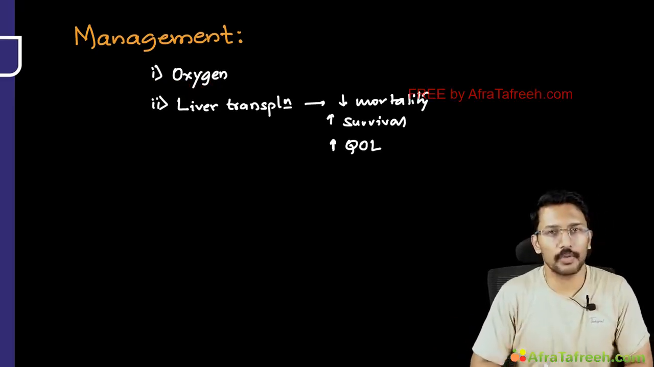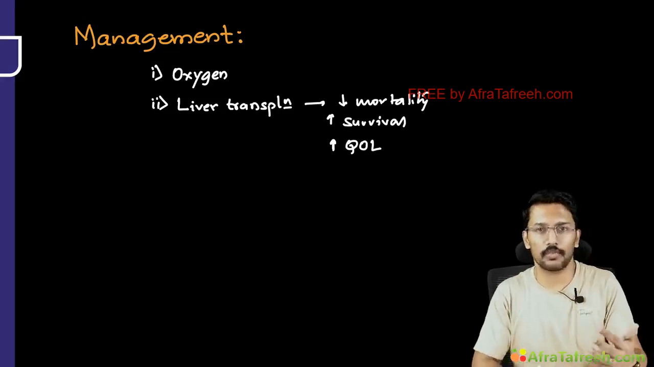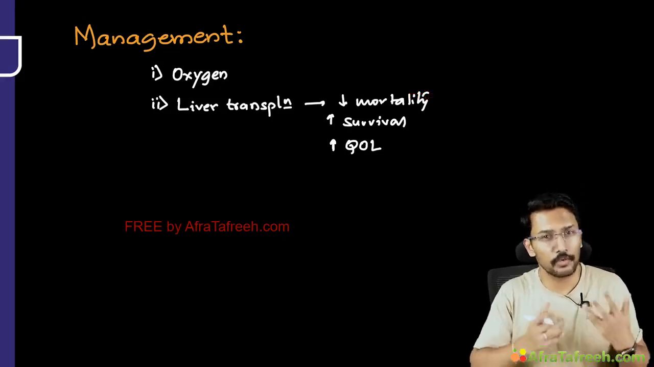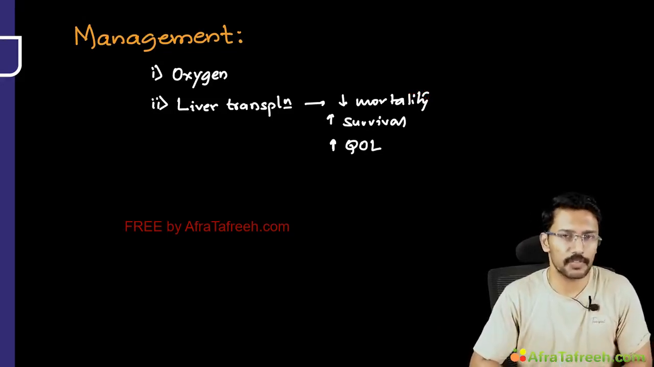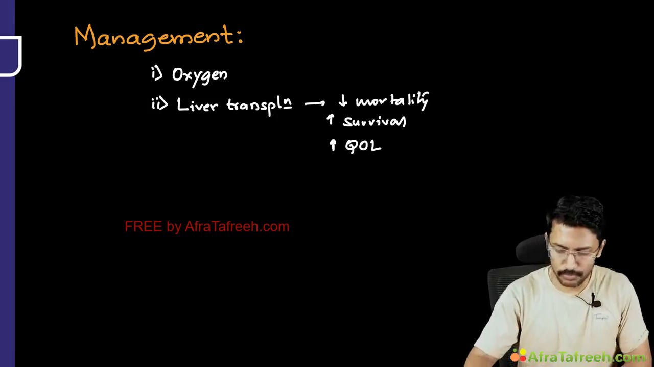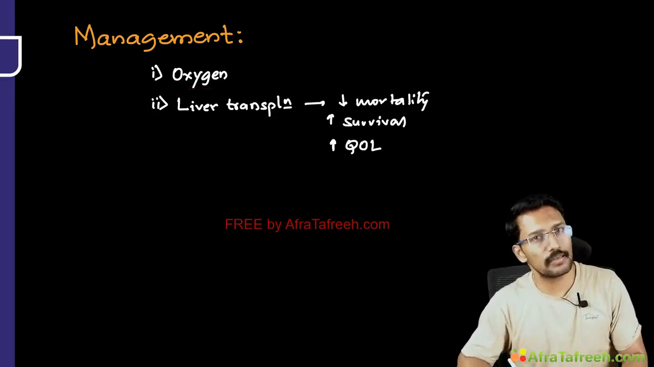Now, if you ask me the question of what about the drugs, plenty of drugs have been investigated, like blockers of HSatf, then immunosuppressants. None of them have proven a benefit in patients with hepatopulmonary syndrome. So all you need to remember is oxygen and liver transplantation. Everything else has no documented benefit.